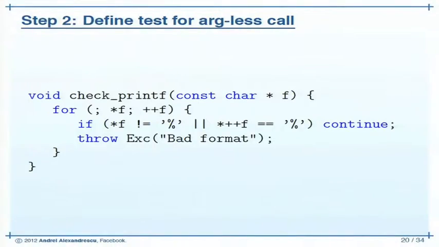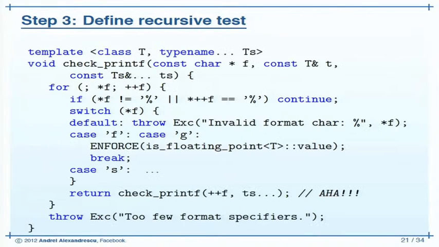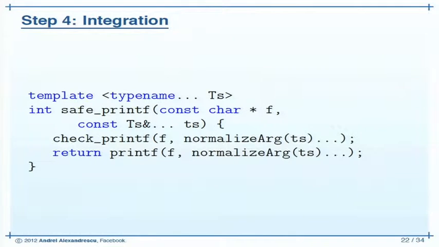So check printf. We have the base case. We have the recursive case. You need the base case because, again, at the end, you recurse, you reduce, and at the end, you come with a format without anything, right? Awesome. Step 4, integration, very simple. Check printf, right? Very simple. There's really nothing else to it.